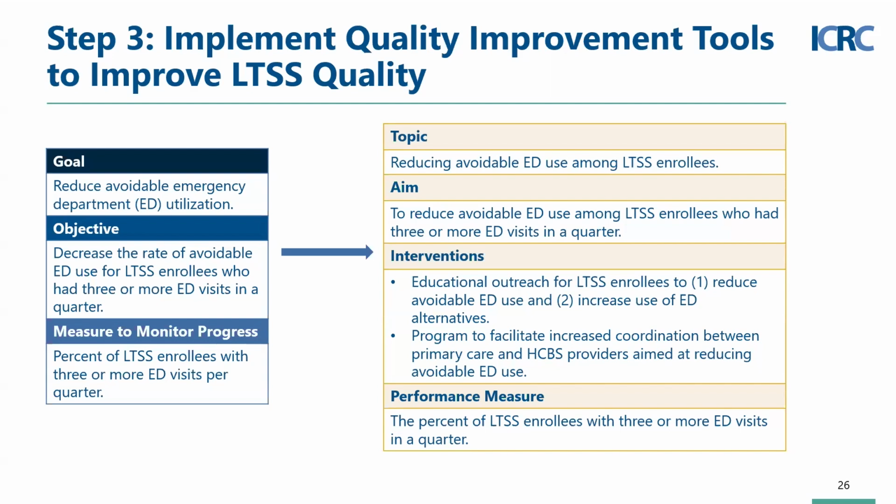The first involves educational outreach for LTSS enrollees to reduce avoidable emergency department use and increase the use of emergency department alternatives. The second involves a program to facilitate increased coordination between primary care and HCBS providers aimed at reducing avoidable emergency department use. To evaluate the PIP, the state can measure the percent of LTSS enrollees with 3 or more emergency department visits in a quarter, which aligns with the measure included in the goal and objective. Slide 27, please.